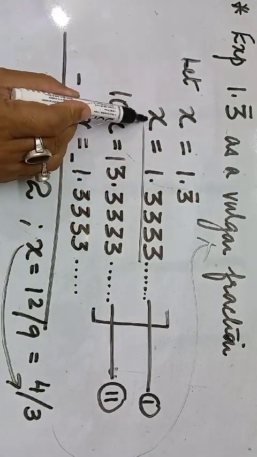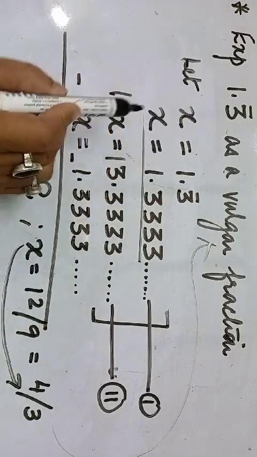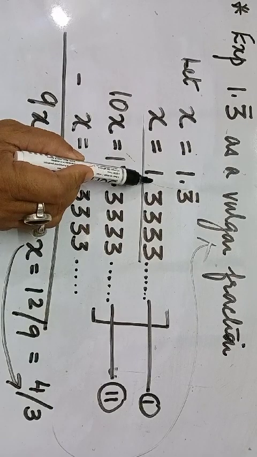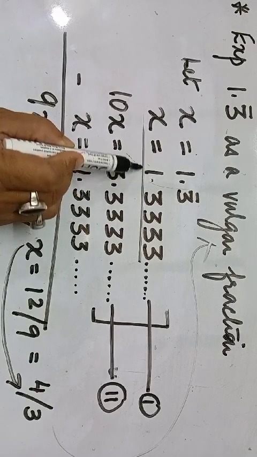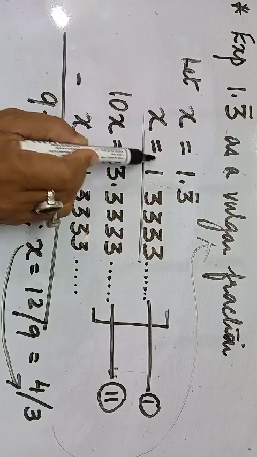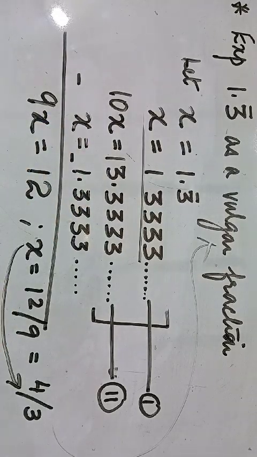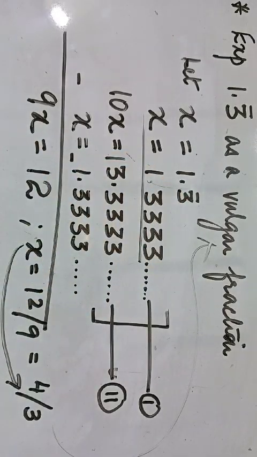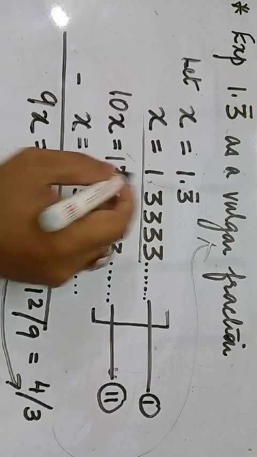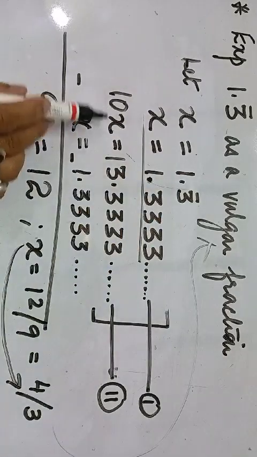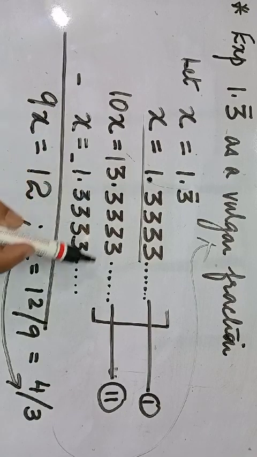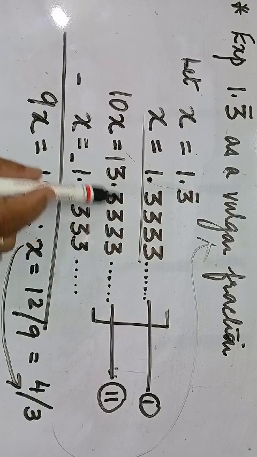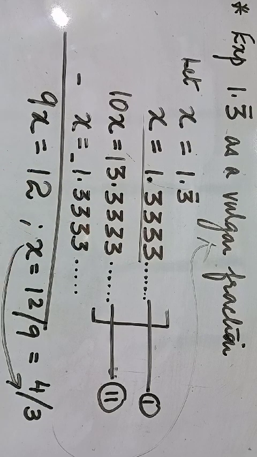Okay, so what did we do? First we assumed that this number is x, then we multiplied 10 with x. Why 10? Please understand that this decimal has only one digit before itself. Had it been 11.33, then you would have done 100 times x. First you multiply it with 10 so that it becomes 13.3333, and then you subtract. The reason you subtract is because you want to get rid of the decimal portion. So this is how you convert.